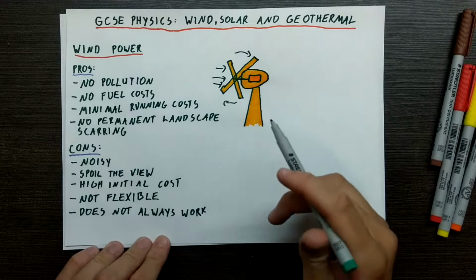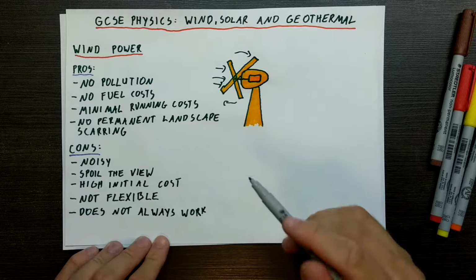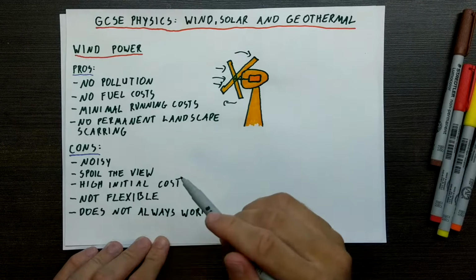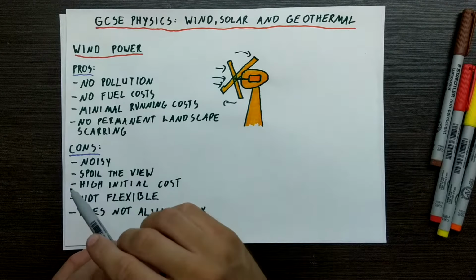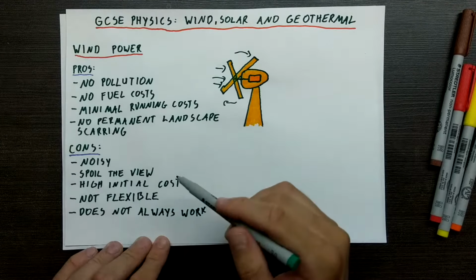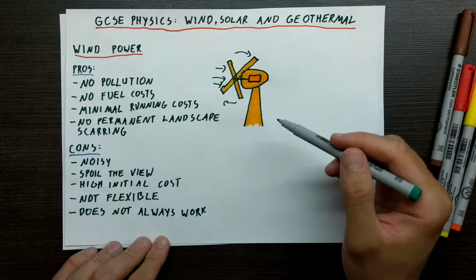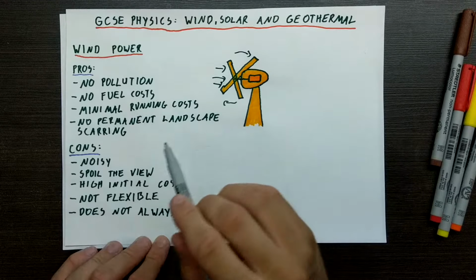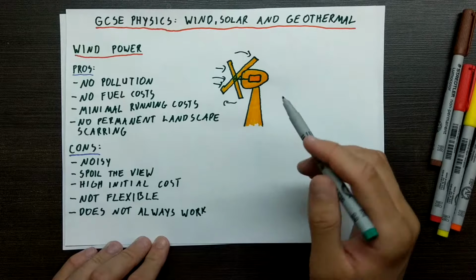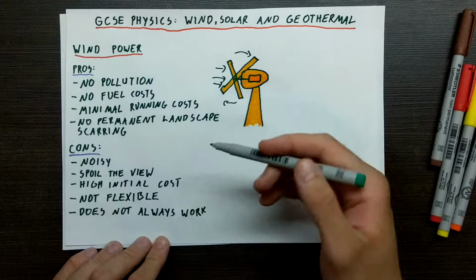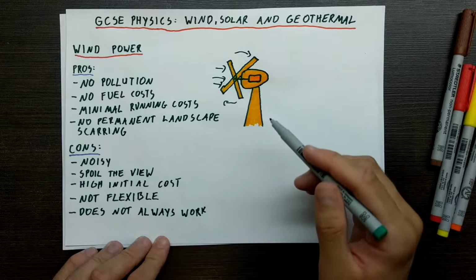However, of course, wind turbines are not perfect. Otherwise, we would have them everywhere. One con of using wind turbines to obtain energy is that they are noisy and they spoil the view. Obviously, if you put them up on the farm, then they're quite big and they break up the skyline, the horizon, and people don't like it. It tends to spoil the view and it's quite noisy, so people don't like living near them.